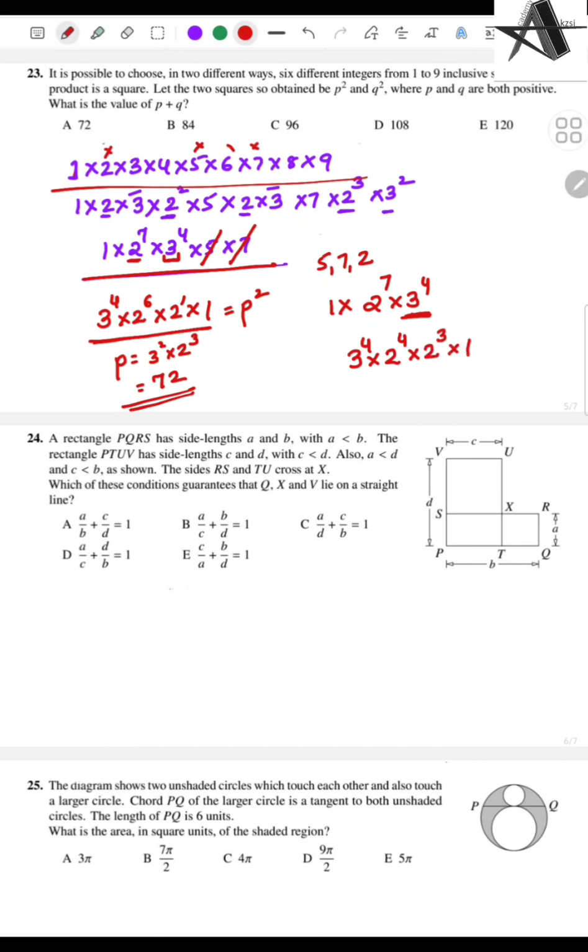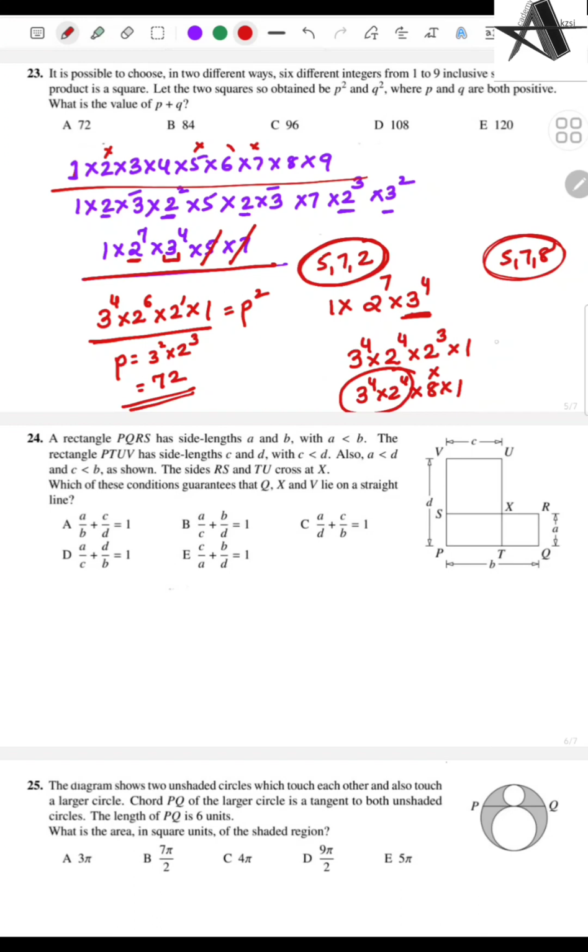Because in this manner, it should be one number itself. So 3 to the power of 4 into 2 to the power of 4, and this can be written as 8 into 1. Which means in the first case I discarded 5, 7, 2 from 1 to 9. Now I am discarding 8. So in this case 5, 7 and 8 I am discarding and I am selecting the remaining numbers. So remaining numbers are this.